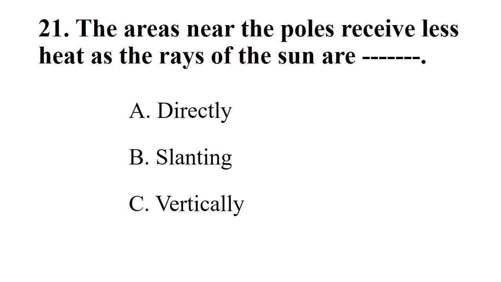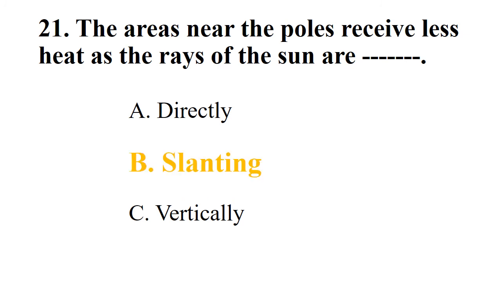Next, the areas near the poles receive less heat as the rays of the sun are. Options: directly, slanting, vertically. Right option: slanting.